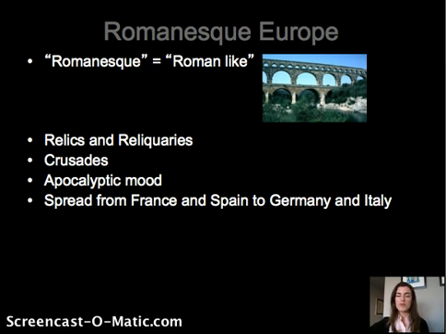We also see a clear focus on relics and reliquaries, which had been important in Christianity but really gain a higher level of importance during this period. We'll talk about the Crusades a little bit, which were an important reason for warfare, for interaction, for trade around this time. You have an apocalyptic mood going on, so remember around the year 1000 everyone was very nervous about the end of the world. Well, that kind of mood will continue to survive and stay around for a while. The Romanesque style spreads from France and Spain over to Germany and Italy, so we'll see some examples in all of those countries in this lecture.